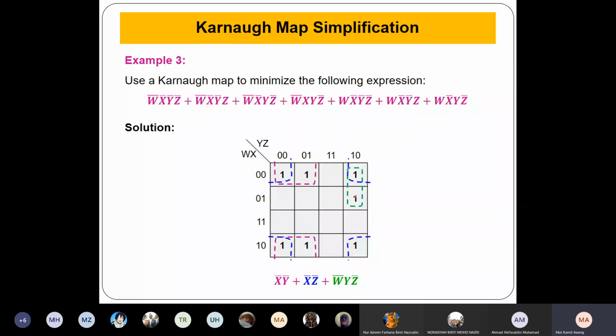And the next one is the green one. See, the Y and Z do not change. So Y is 1 and Z bar, and W also remains constant, which is 0. So W bar, Y, Z bar. So this is the minimized expression for this.